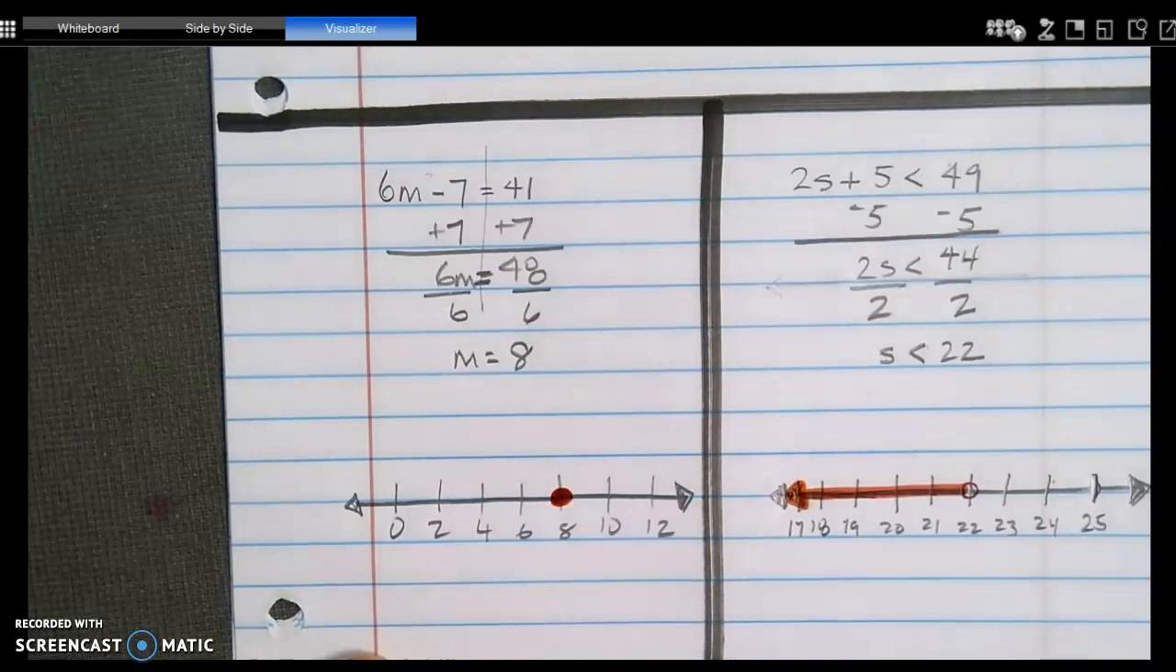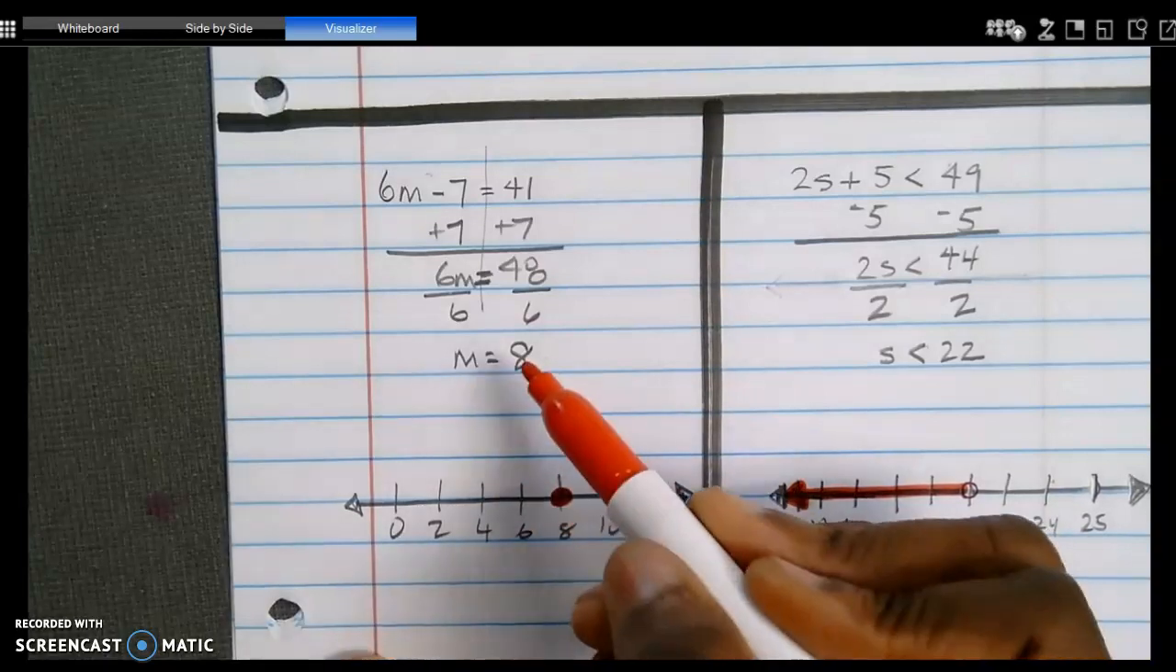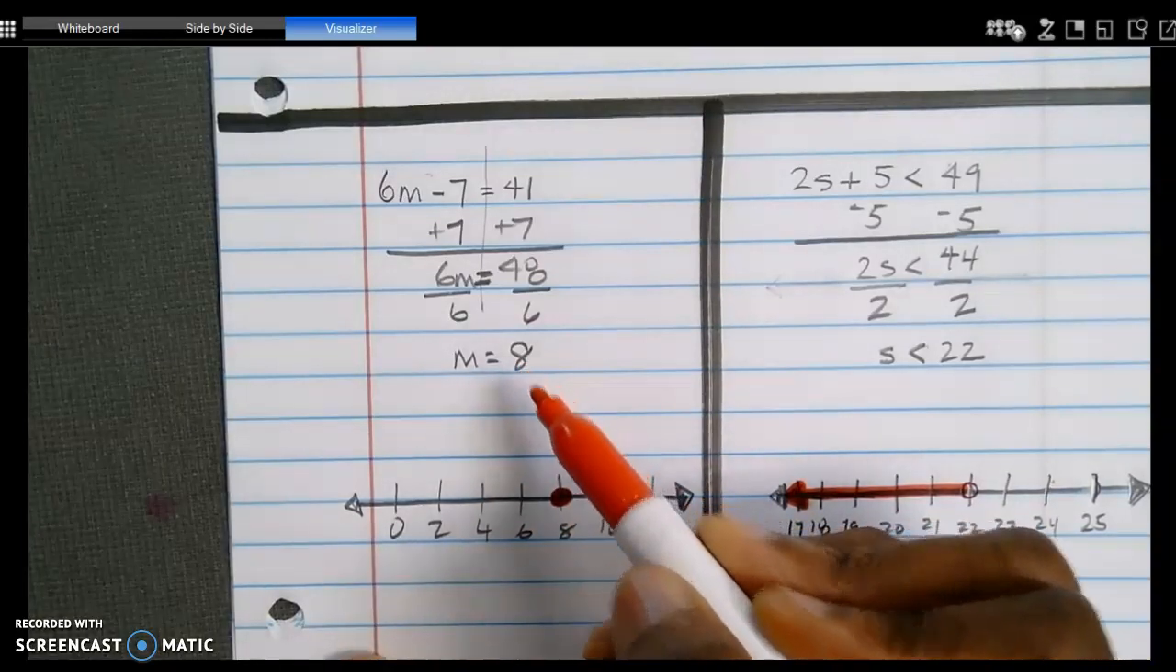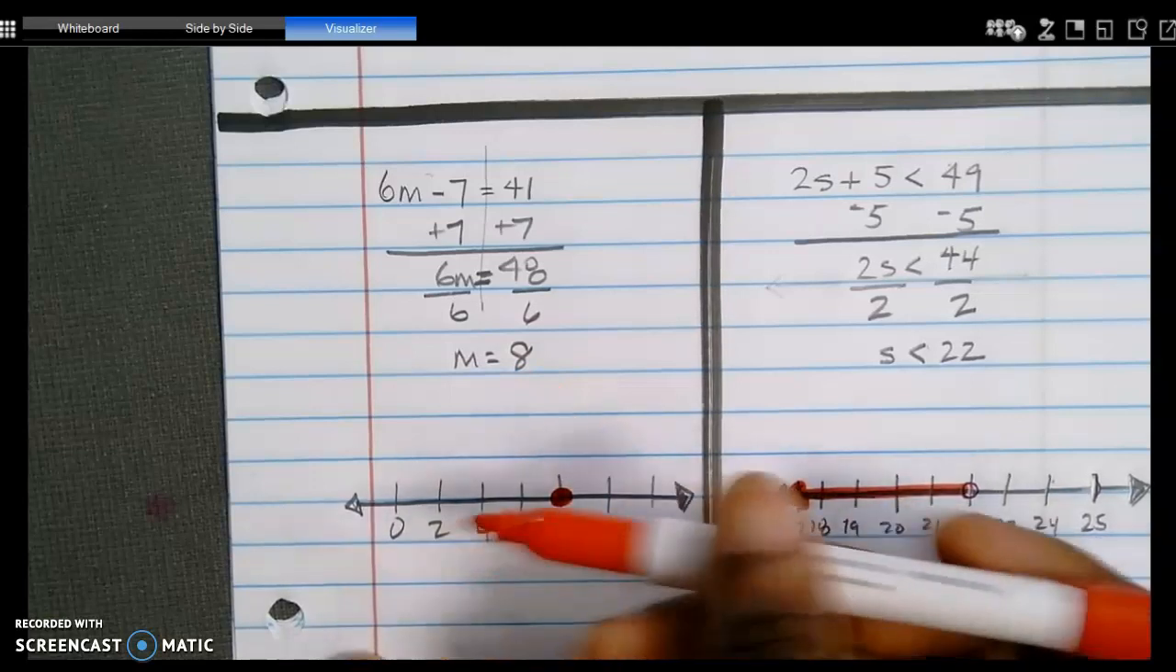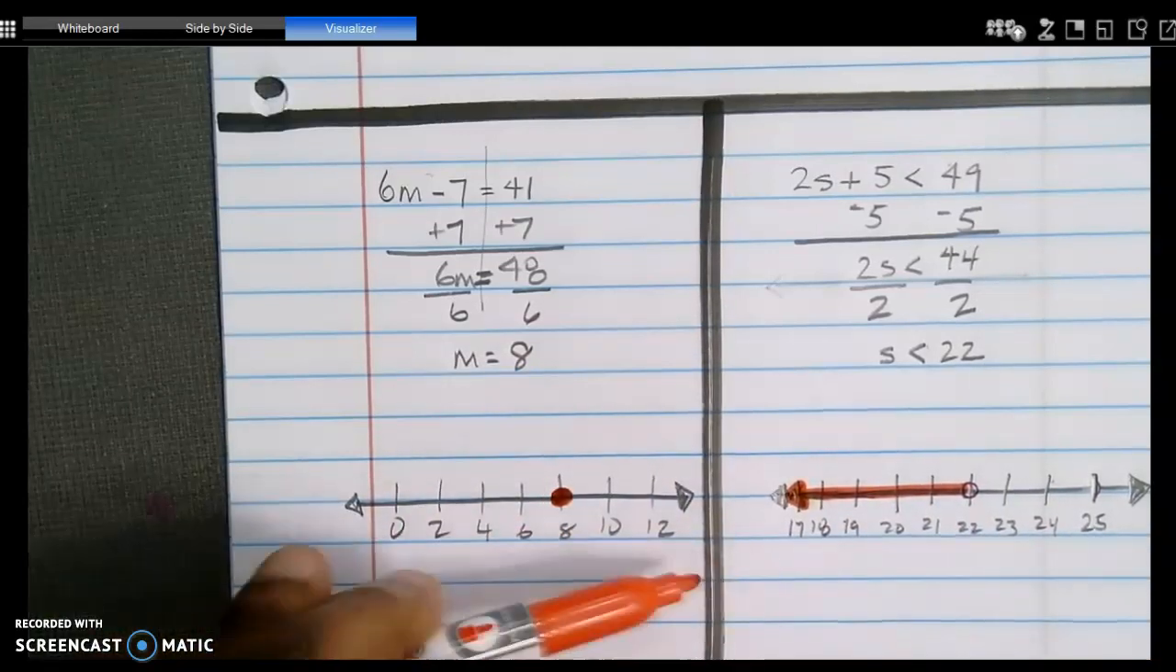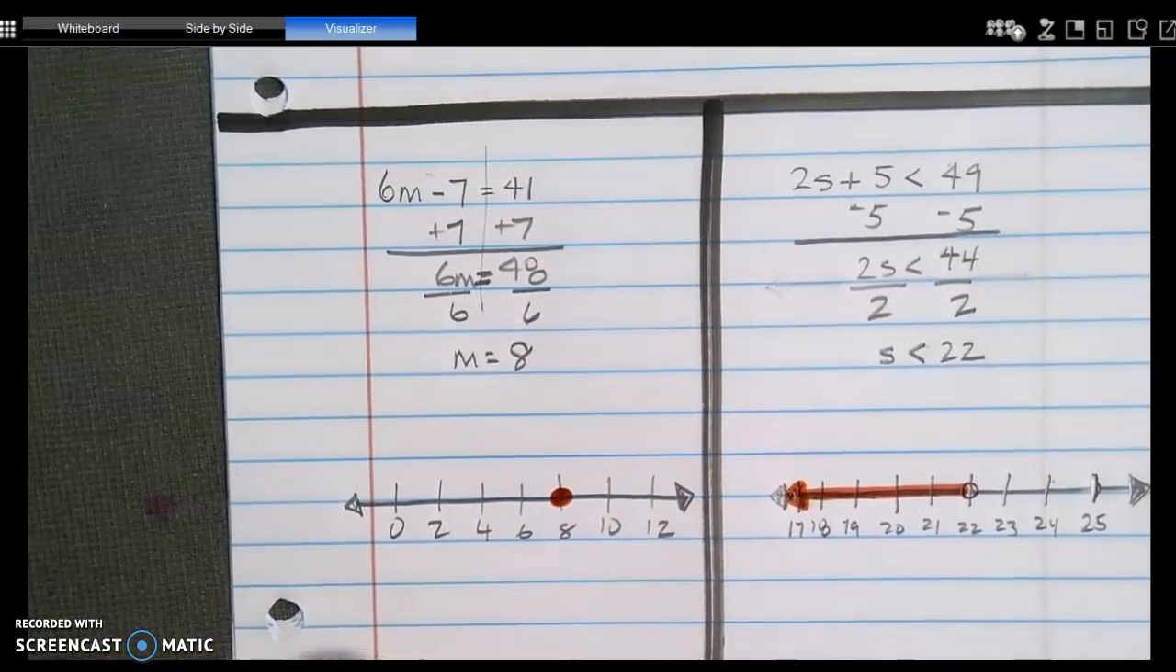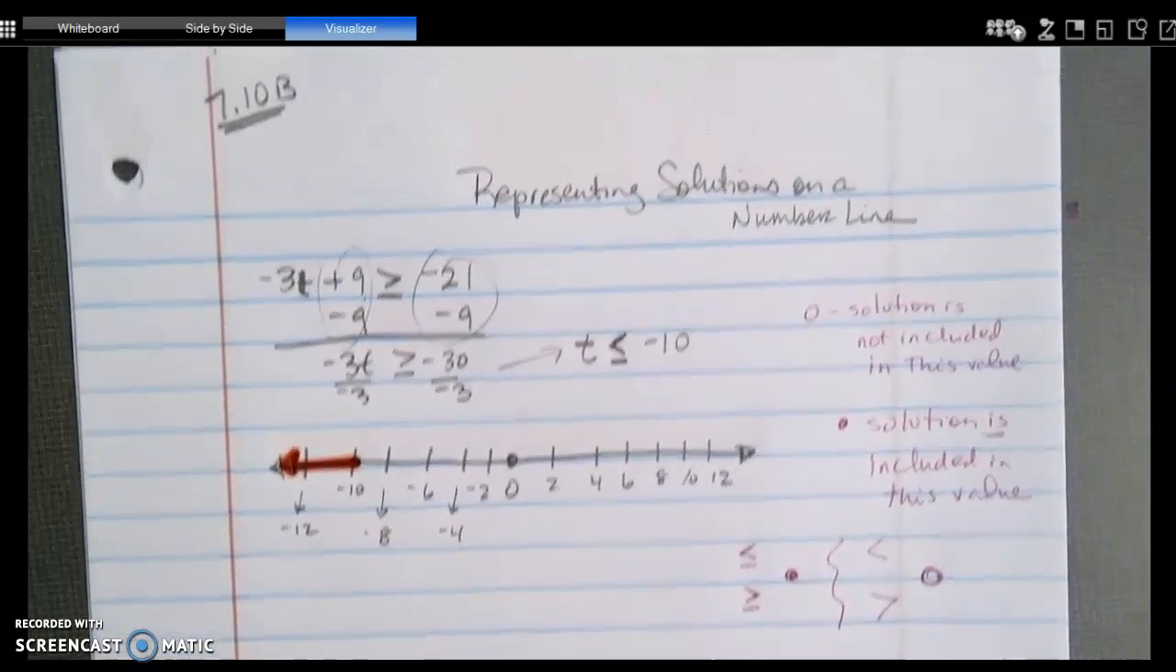One dot, one closed dot, because my value is included. It is only 8. It doesn't go that way, all my solutions. It doesn't go that way. It's just one solution, just one closed big dot. Okay, it's 8. And that's pretty much it. You're solving the equations and representing it with a number line, and that's that.